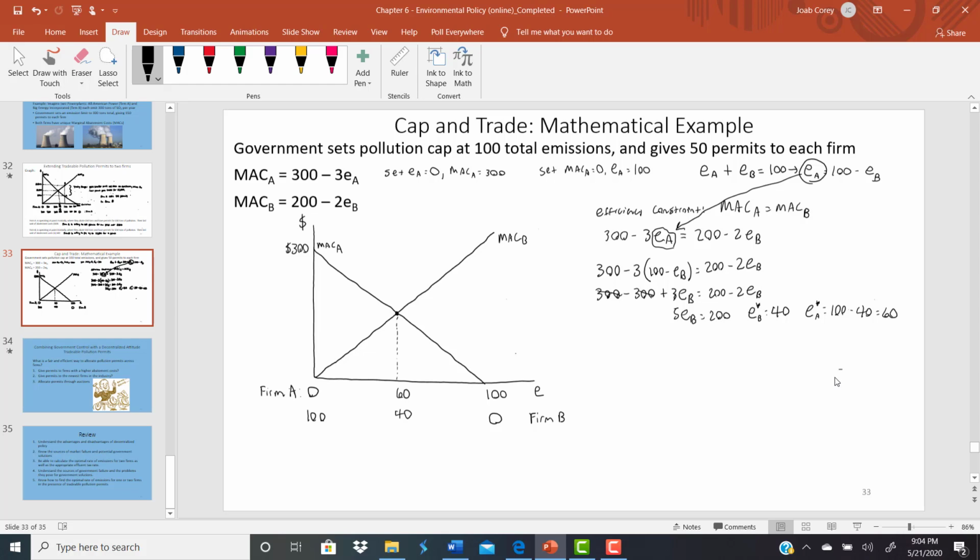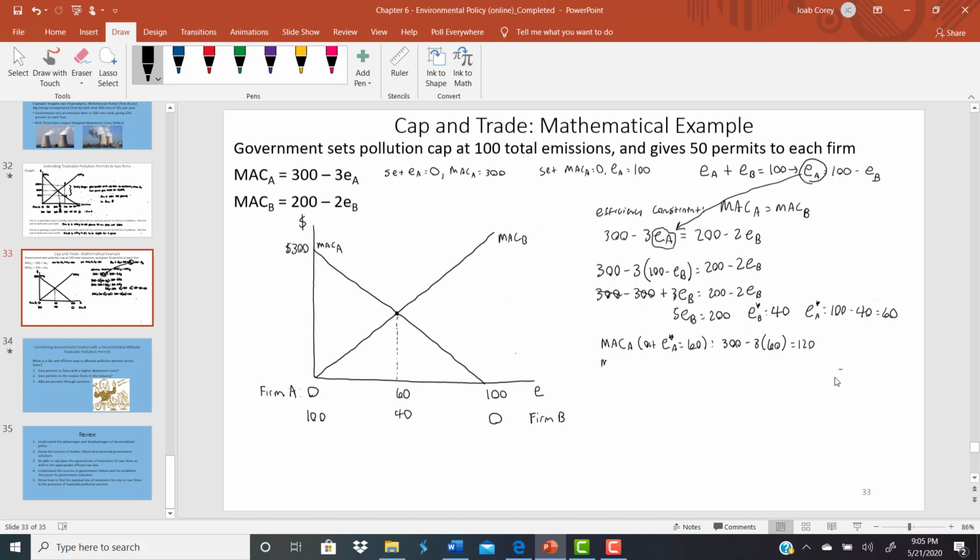Now we can plug that E sub A star into our MAC sub A equation in order to get what that final permit price would be. So all we're doing here is looking at MAC sub A at E sub A star being equal to 60. If we plug that in, we should get 300 minus 3 times 60, or 300 minus 180, which is equal to 120.